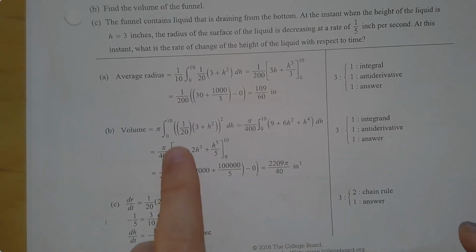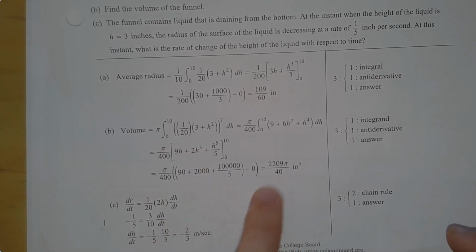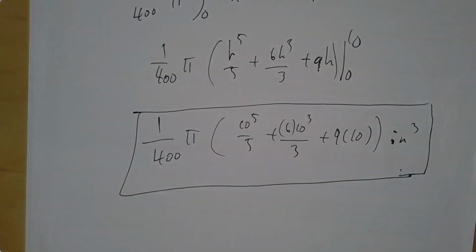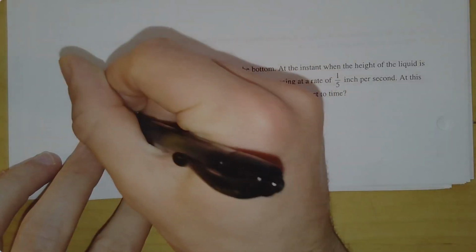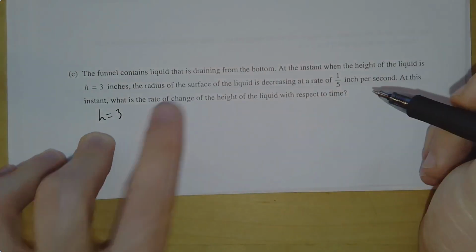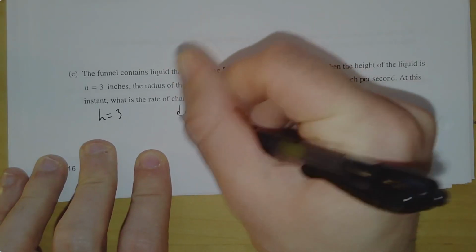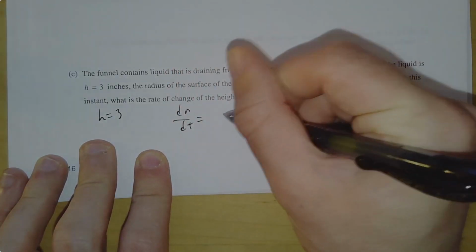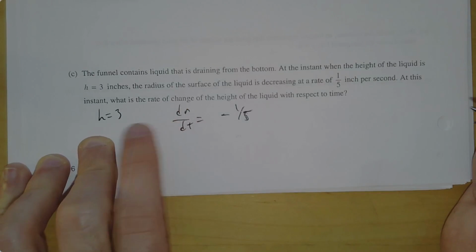So yeah, they got similar things. So the same integral, they just simplified more. They just got that answer. So last one. Okay, last problem here. The funnel contains liquid that is drained from the bottom. At the instant when the height of the liquid is h equals 3, the radius of the surface of the liquid is decreasing at a rate of dr dt equals -1/5. What is the rate of change of the height of the liquid with respect to time?